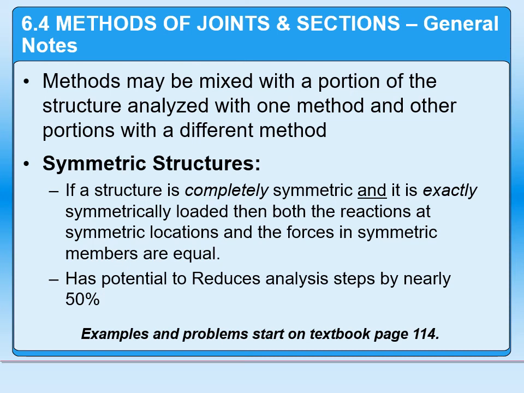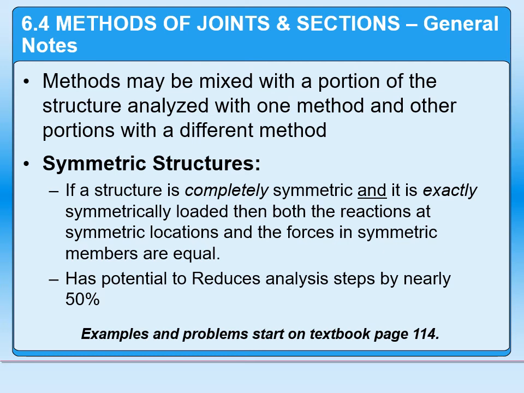But if you have a structure that is completely symmetric, meaning all the components are mirrored left and right, it could also be mirrored top and bottom, but it usually is left and right, and it is exactly symmetrically loaded, so all the loads that are on the right are the same as the loads that are on the left, then you can determine that the forces in symmetric members are equal. Right? So if, for example, we had point A and point E were the two ends of a truss, essentially all the forces acting on point A would be exactly the same as all the forces acting on point E, and you could set them to be equal.